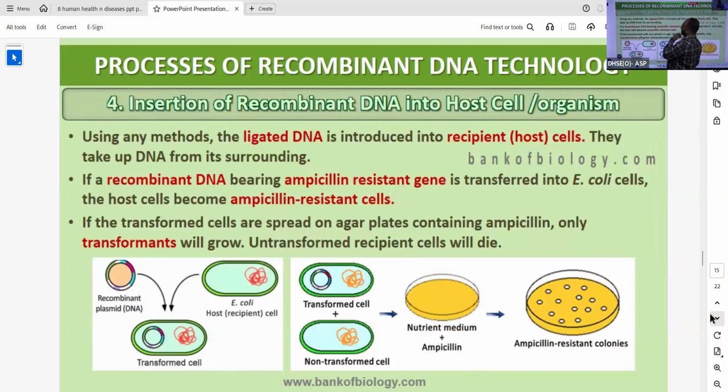Then, insertion of the vector DNA into the host cell. Using any method, the ligated DNA is introduced into recipient host cells. Okay? They take up DNA from their surroundings. Clear? So using any method, the ligated DNA is introduced into the recipient, that is the host, to grow and flourish inside it. Clear? Hence, they take up DNA from their surroundings.